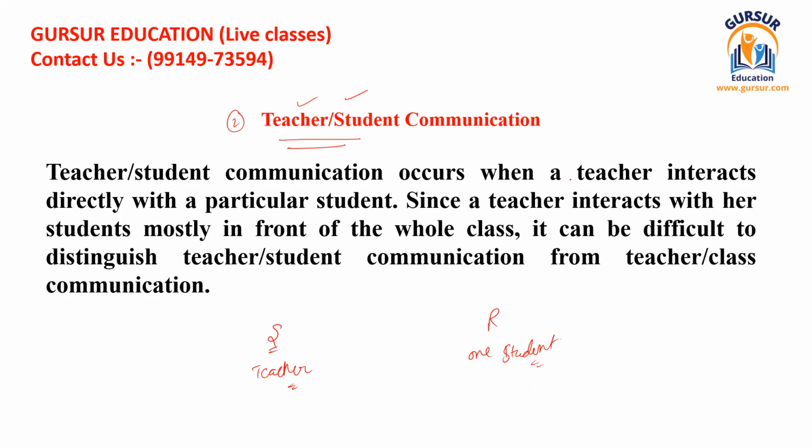In this way, communication occurs when the teacher interacts directly with a particular student. Since a teacher interacts with students mostly in front of a whole class, it can be difficult to distinguish teacher-student communication from teacher-class communication. The only difference is when a teacher announces or talks to the whole class, this is known as teacher-class communication. When he talks to only one particular student, this is known as teacher-student communication. So that was the second way of how classroom communication is held.